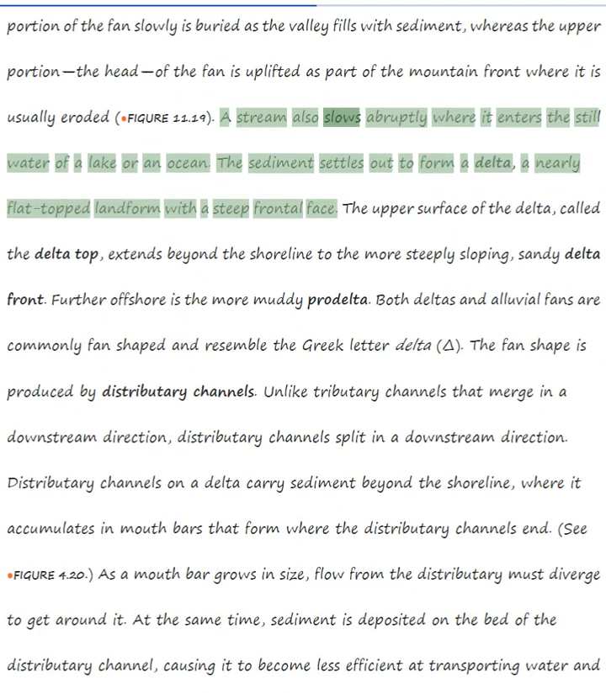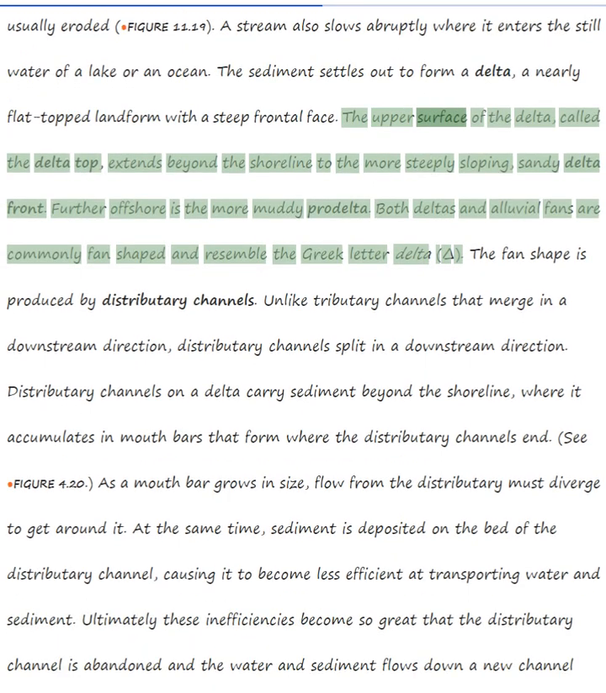A stream also slows abruptly where it enters the still water of a lake or an ocean. The sediment settles out to form a delta, a nearly flat-topped landform with a steep frontal face. The upper surface of the delta, called the delta top, extends beyond the shoreline to the more steeply sloping, sandy delta front. Further offshore is the more muddy prodelta. Both deltas and alluvial fans are commonly fan-shaped and resemble the Greek letter delta.